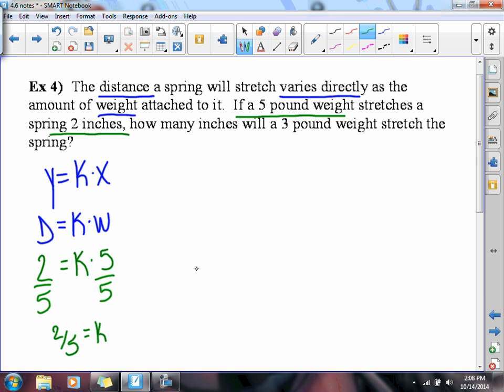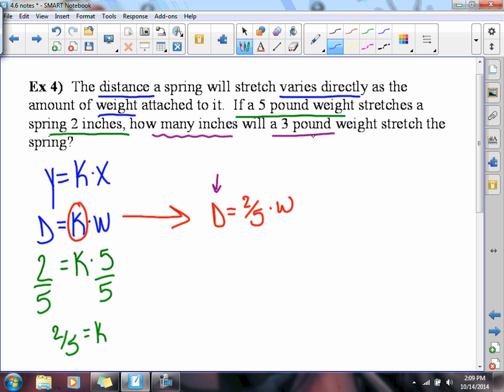So now I'm going to go back and I'm going to rewrite my equation. Instead of D equals K times W, I'm going to write D equals 2 over 5 times W, because I know what that constant value is now. So now that I have my equation written like that, I'll be able to solve it for any scenario that they give me. And the rest of this problem is the next scenario that they give me. How many inches, so that's what I want to find. I want to find that distance. Will a 3-pound weight stretch the spring?